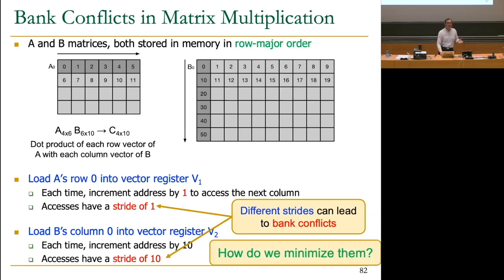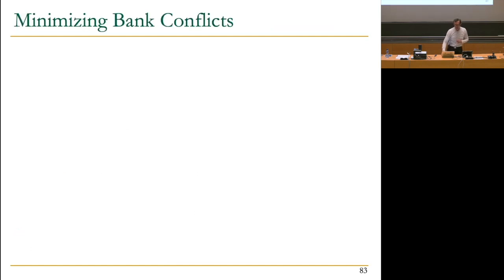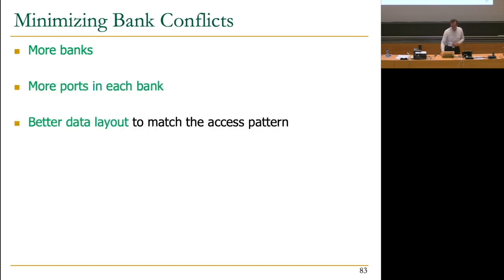So basically, how do we minimize them has actually concerned vector processor designers a lot. And a lot of what has been implemented in vector processors trickled into our systems today. Because we need actually to minimize bank conflicts. More banks. We have more banks today. Expensive. More ports in each bank. Expensive. Better data layout to match the access pattern. How do you do that? You need a hero programmer for that. Is this always possible? Maybe not.